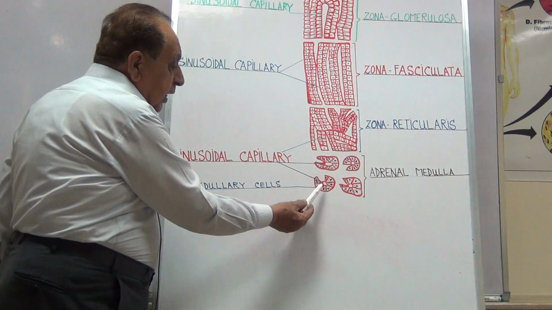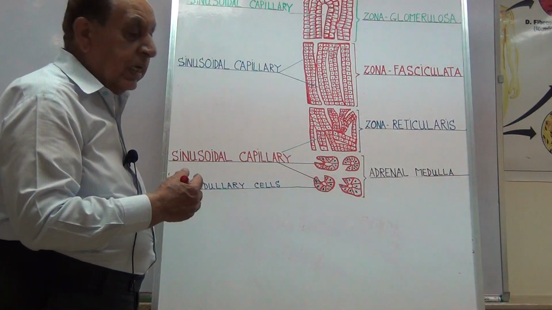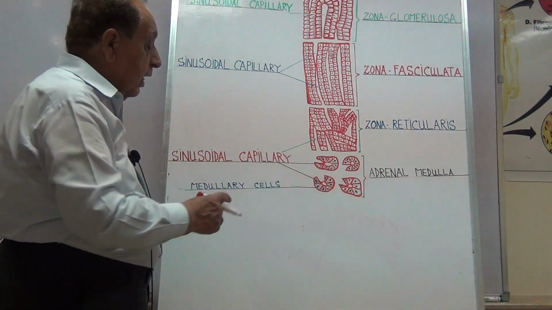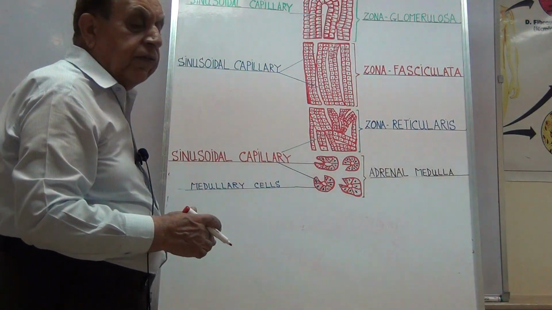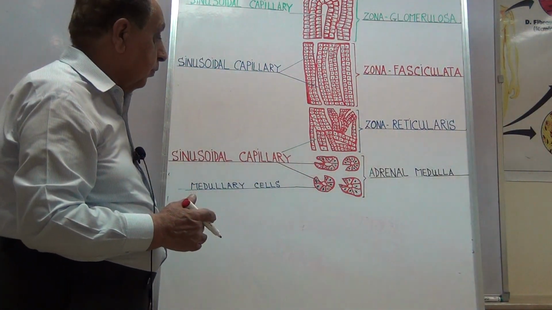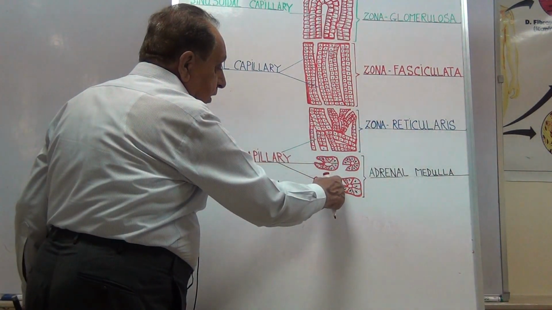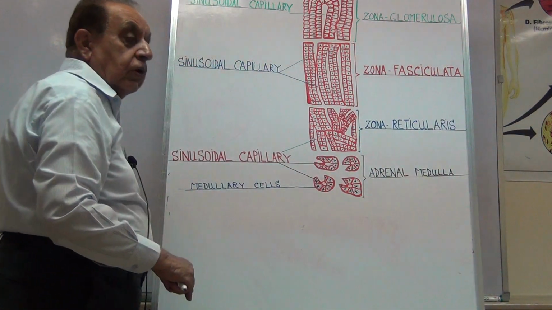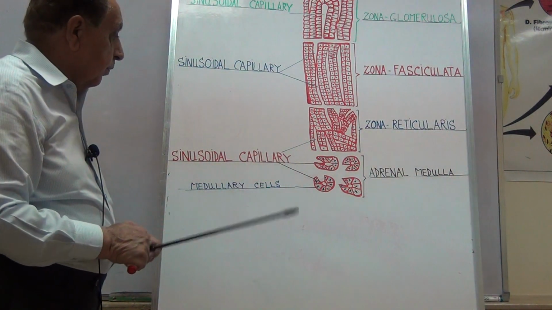Here the capillary is in the center, and these pyramidal shaped cells surround the capillary, and these cells are in a sleeve or collar shaped form. They don't form a complete layer. Here is a gap, here is a gap, this one is a gap. So it is in the form of a sleeve or collar.